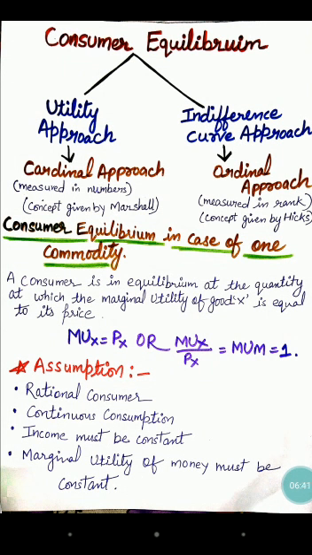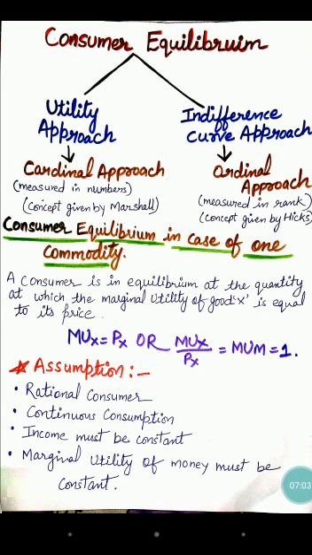Now moving further, continuous consumption. The consumption should be continuous. When we are consuming the first unit, then at the same time we have to consume the second unit, third unit, fourth unit. For example, if we are taking a glass of water, the consumption of glasses of water should be continuous.